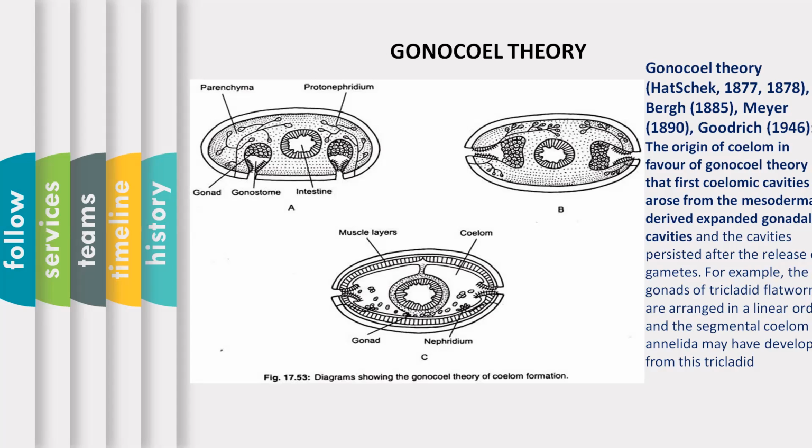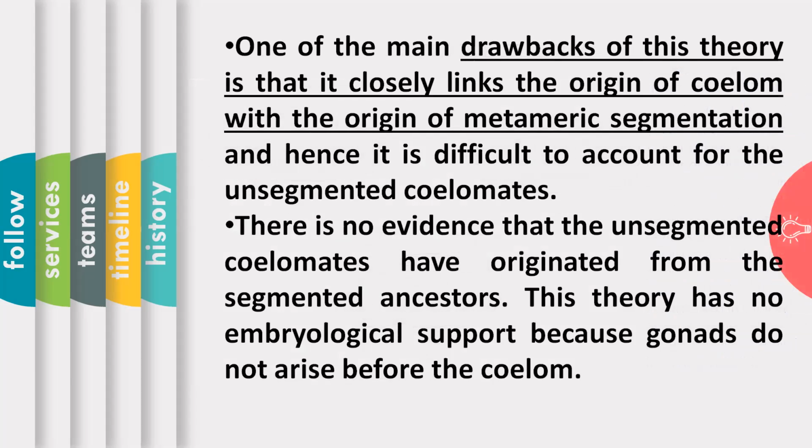One of the main drawbacks of this theory is that it closely links the origin of coelom with the origin of metameric segmentation, and hence it is difficult to account for the unsegmented coelomates. How did coelom arise in the unsegmented coelomates, if this theory is taken as true? Thus, the theory has no embryological support because gonads do not arise before the coelom. This is a very important reason why this theory was rejected: gonads do not arise before the coelom.